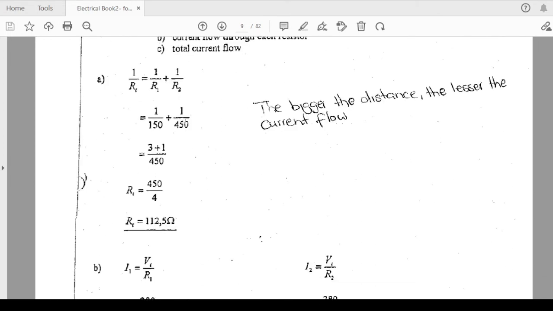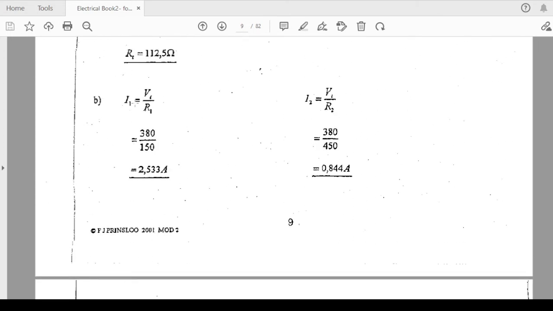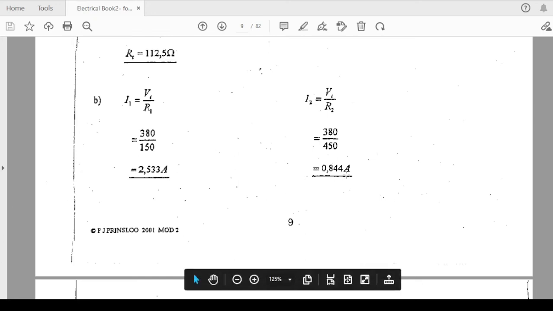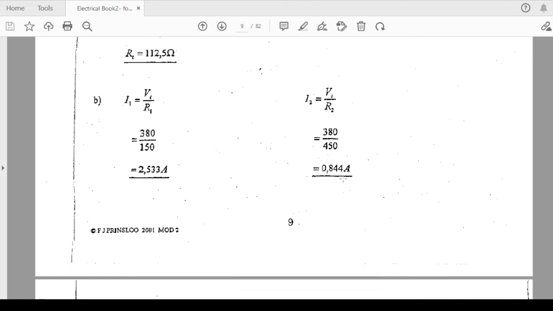The answer will be the same, but I'm saying this is just a long cut. Other than that, you want to balance or prove that the answer is right. So you need to come this way and then add the two currents, compared to that formula you used, which is Ohm's law, and see what is the total current that you're going to get. It must be the same. If it's not the same, it means you might be wrong somewhere.